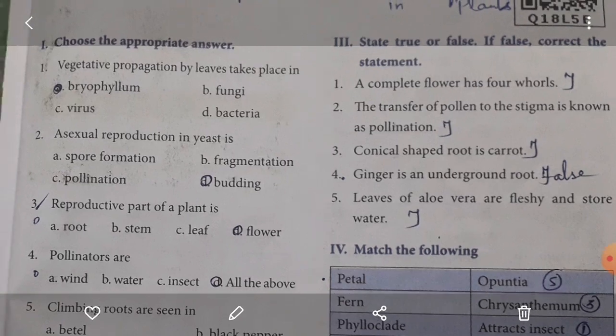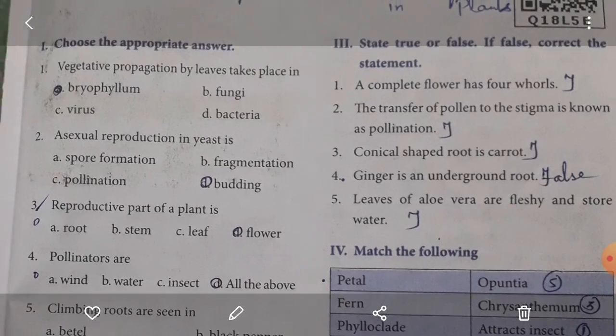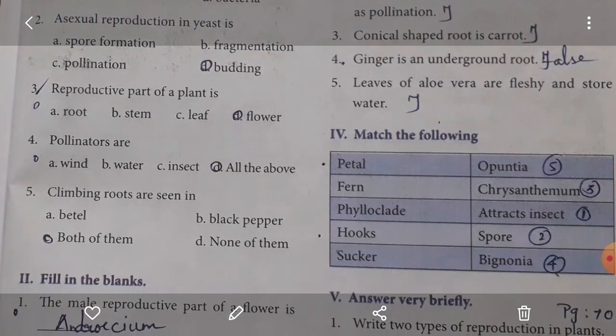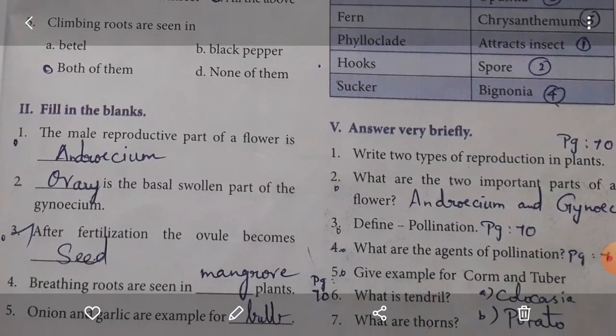Vegetative propagation by leaves takes place in option A, Bryophyllum. The second one, asexual reproduction in yeast, is option D, budding. The third one, the reproductive part of a plant is dash. Option D, flower. The fourth one, pollinators are wind, water, insects, so all the above. The fifth one, climbing roots are seen in A and B, so both of them, betel and black pepper. Clear?